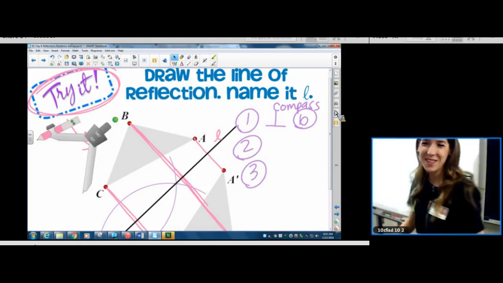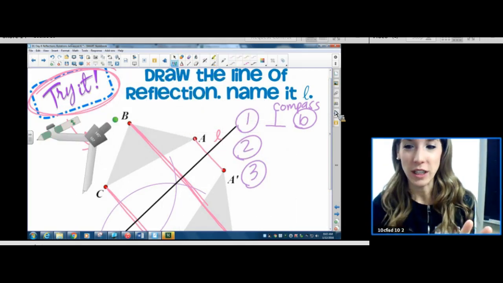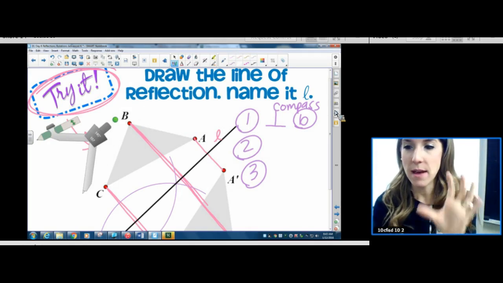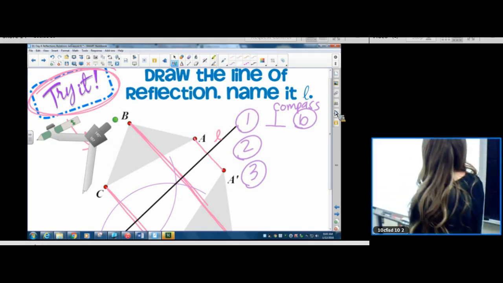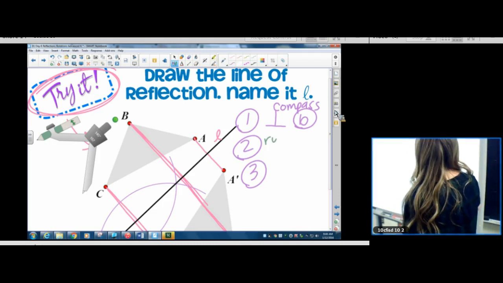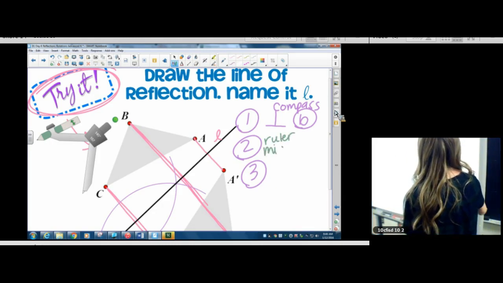Way number 2 is you could use a ruler, and you could measure AA prime and measure BB prime, and you could find midpoints.